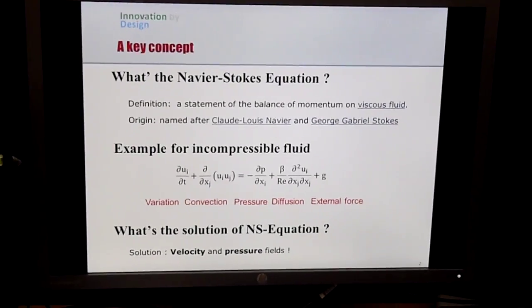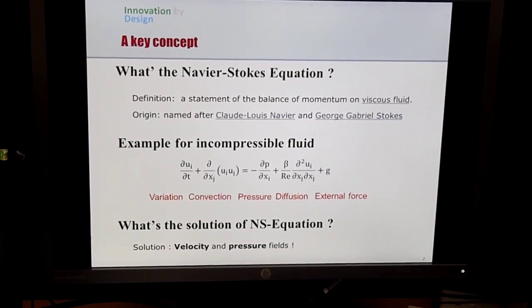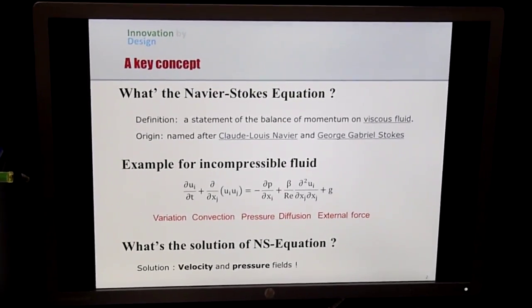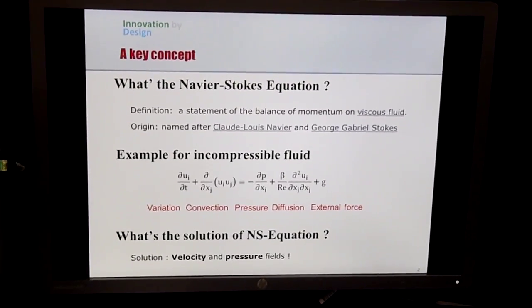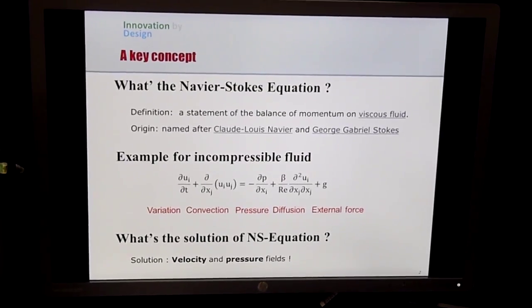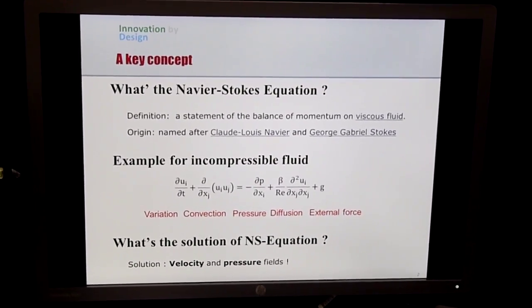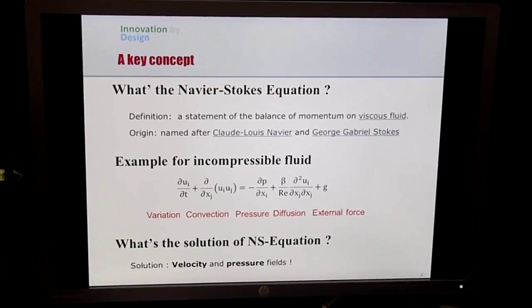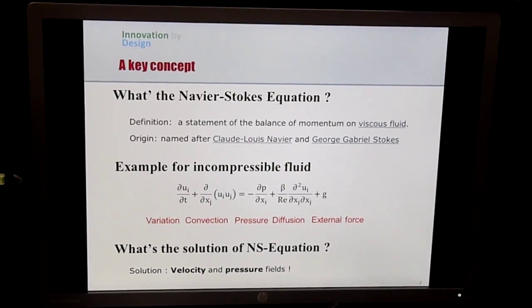This equation is named after two famous scientists, Claude Louis Navier and George Gabriel Stokes. This equation was used to describe the motion of fluids. This balance equation arises from applying Newton's second law to fluid motion, together with the assumption that the stress in the fluid is the sum of the diffusion viscous term and the pressure term.